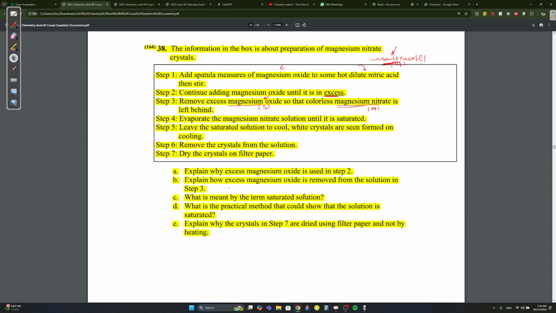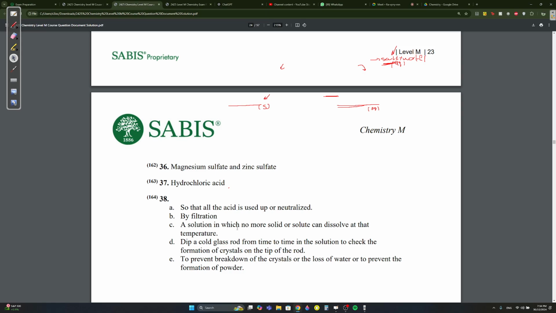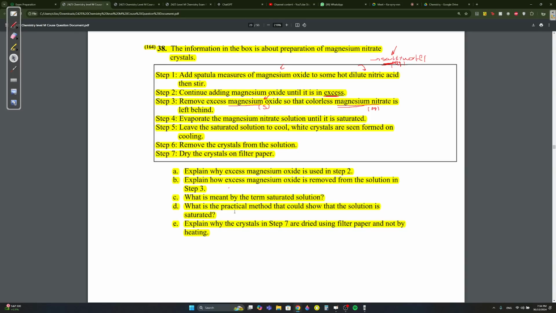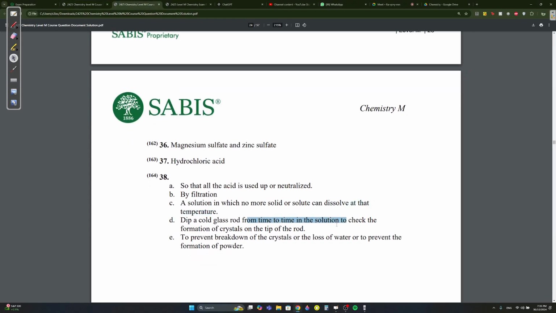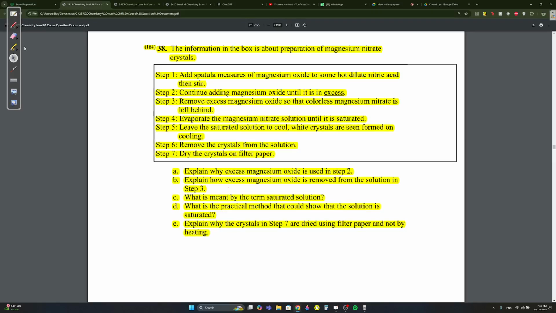What is meant by the term saturated solution? That which no more can dissolve. A saturated solution is one in which no more solute can dissolve at that temperature. You have to say at that specific temperature. What is the practical method that will show that the solution is saturated? Dip a cold glass rod in it. I'm sure a question like this will come. Dip a cold glass rod to check for the formation of crystals. If crystals form, it's saturated.